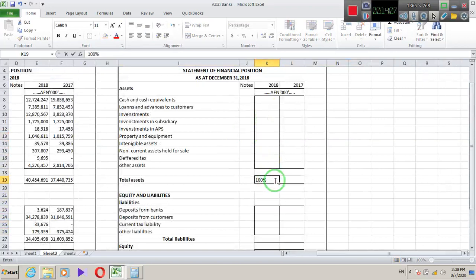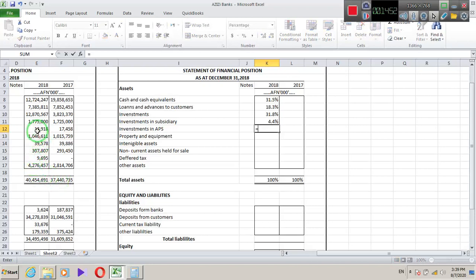So total asset should be 100% for both years, and cash and cash equivalent should be this divided by total asset. So that's 31.5%. Total cash and cash equivalent to total asset of Azizi Bank is 31.5%. Loan and advances to customer will be equal to this divided by total, 18.3%. And investment of Azizi Bank, how much percentage? 31.8%. Investment in a subsidiary will be equal to 4.4%.